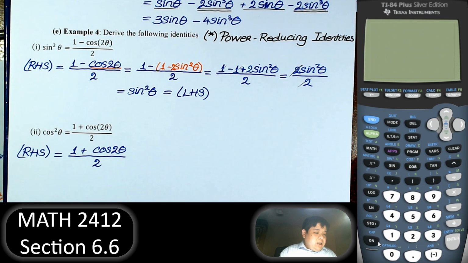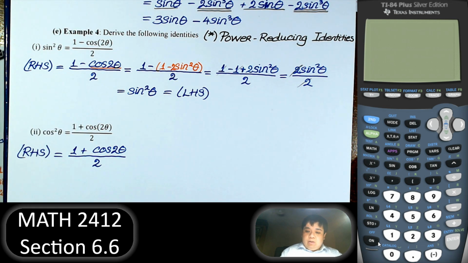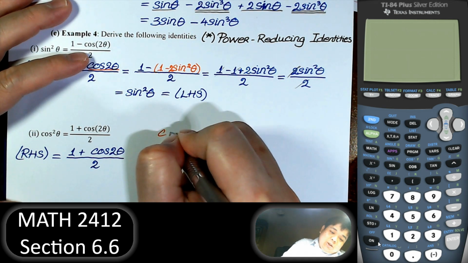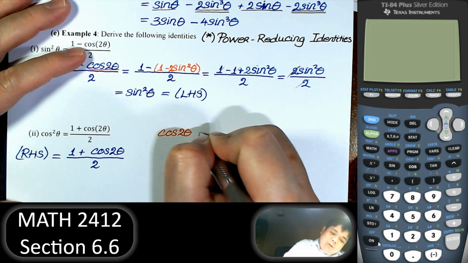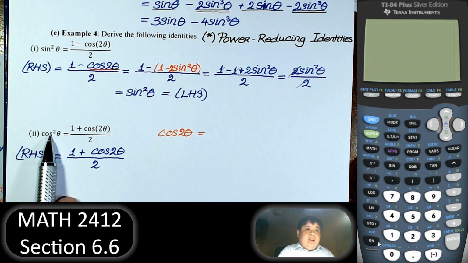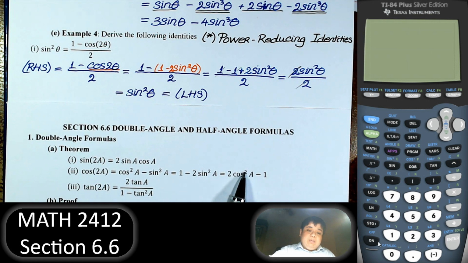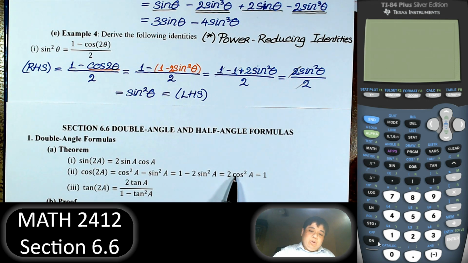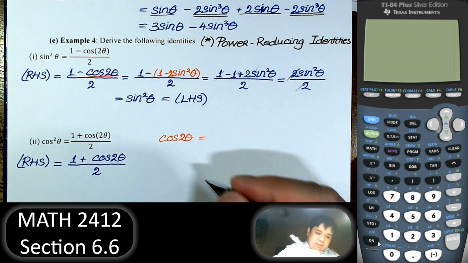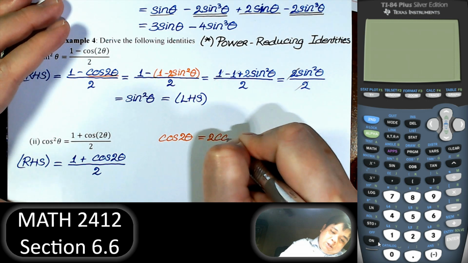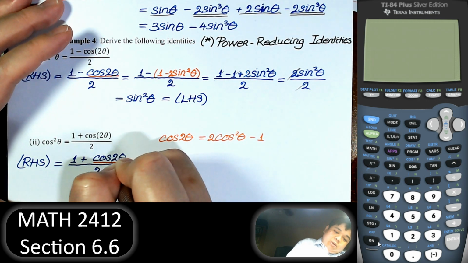Now we see that we need to write cosine of 2 theta using the double angle identity. So which one do we use? Notice that on the left side we have cosine square, so whatever formula we use should have cosine square in it. So it's going to be 2 cosine square minus 1. And we're going to use that, 2 cosine square minus 1, and substitute that into cosine of 2 theta.